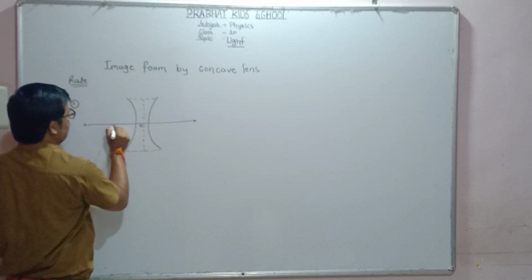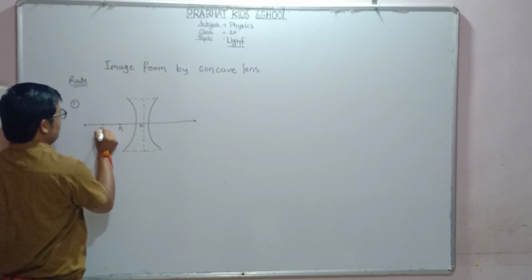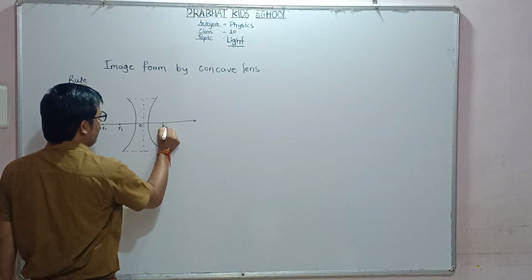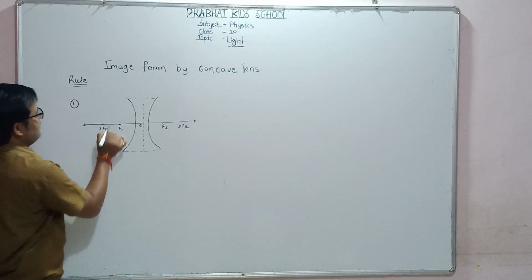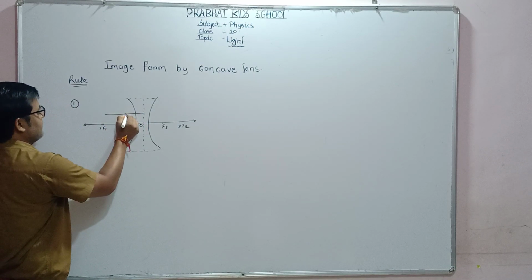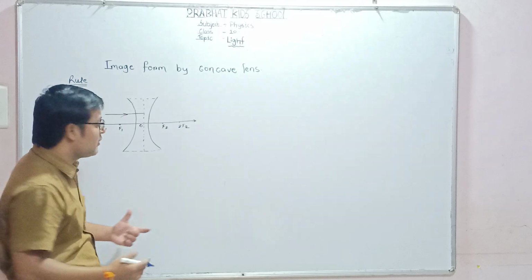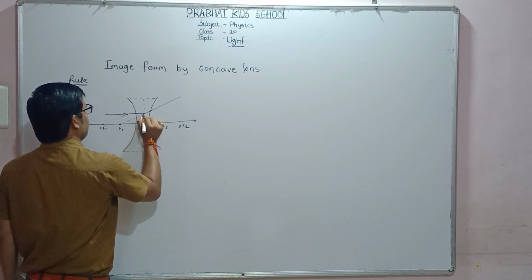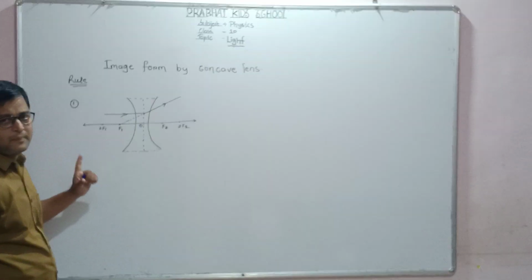Optical center, this is f1, this is 2f1, and this is f2, 2f2. These are the imaginary points. Any ray which is moving parallel to the principal axis, after refraction, what happens? It appears to be diverged from the focus. This is rule number 1.